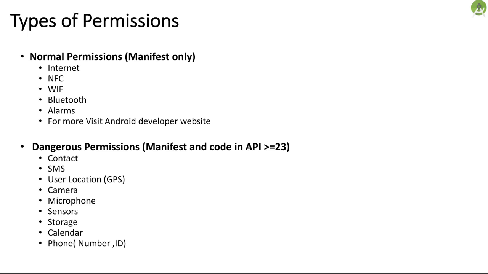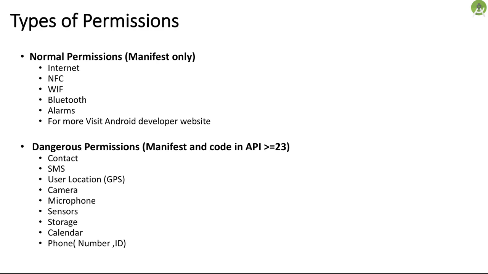So if you do not define the permission in the code, you could not access it in Android Marshmallow and after, API 23 and after. The set of permissions like access to user contacts, user SMS, user location, camera, microphone, sensors, storage, calendar, phone. These types of permissions are dangerous, so no developer could access them unless the user gives permission. I know it's a little bit confusing for you, but you will see it in code and you'll understand everything in detail.